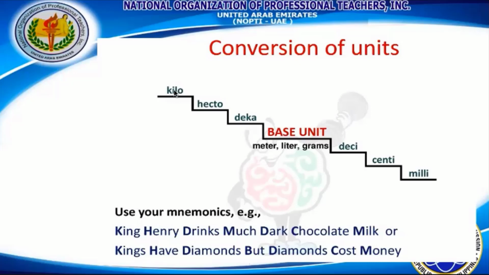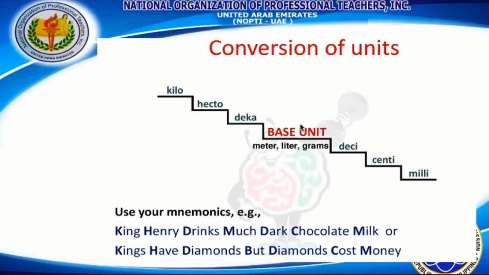Kilo, 3 zeros, hekto, 2 zeros, deka, 1 zero. The base unit, meter, liter, grams. Ito yung kinukonek. Halimbawa, decameter, hectometer, kilograms, kiloliter, hectoliter. Ganun siya. Sa baba naman, decigram, centigram, millimeter, milliliters. So, pag nasa base unit ka, mas malaki na yung base unit kaysa etong nasa baba.